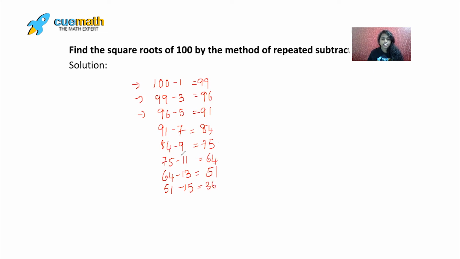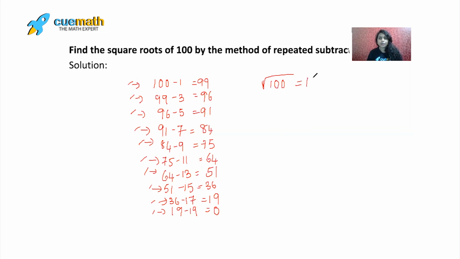And look at this. The numbers which I'm subtracting are odd numbers: 1, 3, 5, 7, 9, 11, 13, 15. And next I would go with 17. That is 36 minus 17 will give me 19. And then finally 19 minus 19 will give me 0. So I have to stop when I get 0. So here let us count all of this. In total, I hope you all have counted it, it's nothing but 10. 1, 2, 3, 4, 5, 6, 7, 8, 9, and 10. So square root of 100 is nothing but 10. I hope this method is very clear for you.